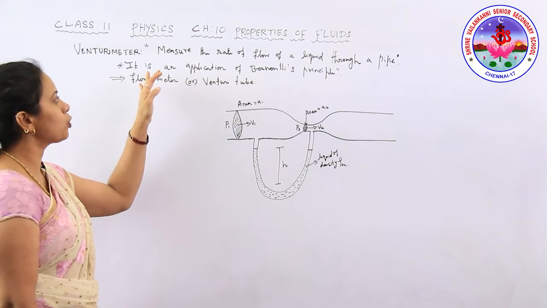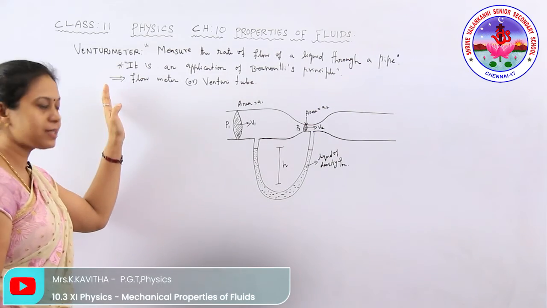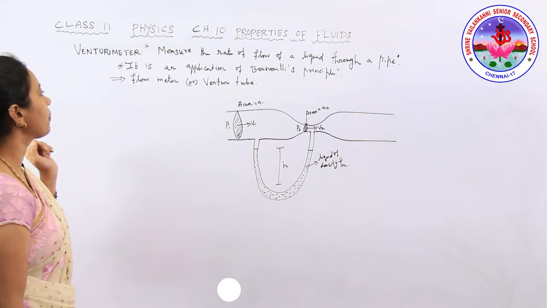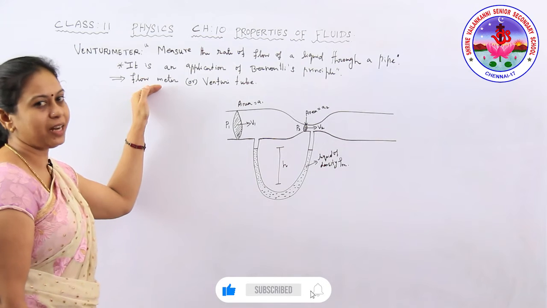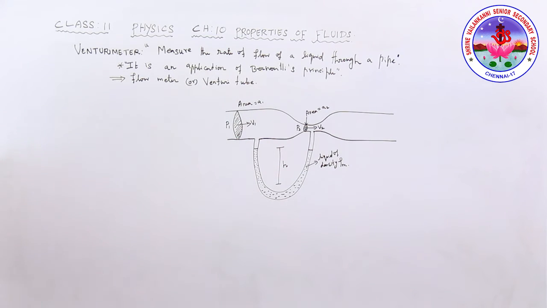Venturimeter. Actually this is the device to measure the rate of flow of a liquid through a pipe. Actually, this is one application of Bernoulli's principle. We can call it Venturimeter, which means flow meter, right? So the Venturimeter is the device to measure the rate of flow of a liquid through a pipe.